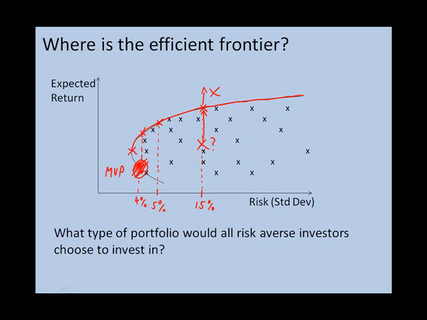Why is this concept of efficiency so important? Well, what would you do if you were a risk-averse investor? What type of portfolio would you want to invest in? You like expected returns, but you dislike risk. And an efficient portfolio is one in which you maximize the expected return for any given risk level. So any risk-averse investor is going to want to hold an efficient portfolio because it's going to help them maximize their expected utility.